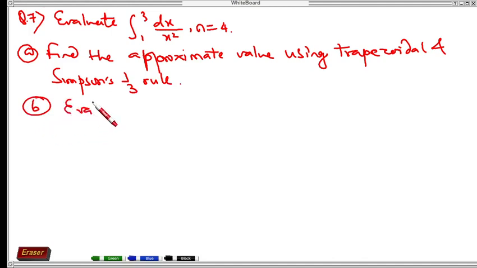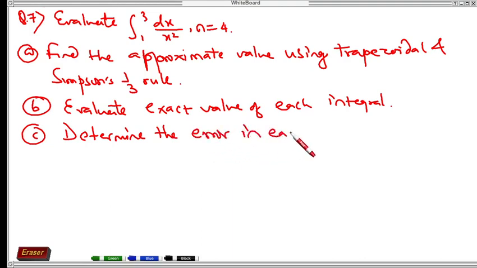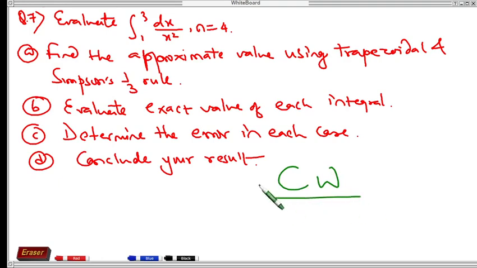B, evaluate the exact value of each integral, and third, determine the error in each case, and then conclude your result. This is classwork as well as marks.